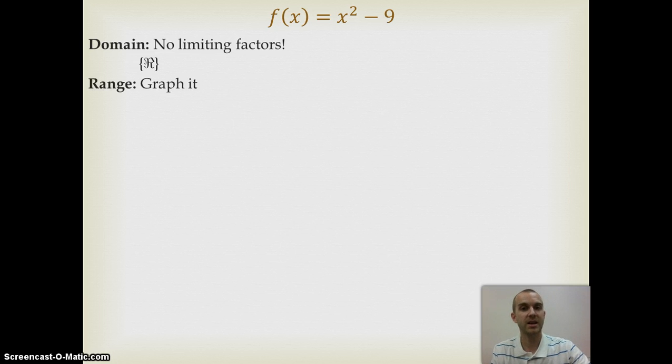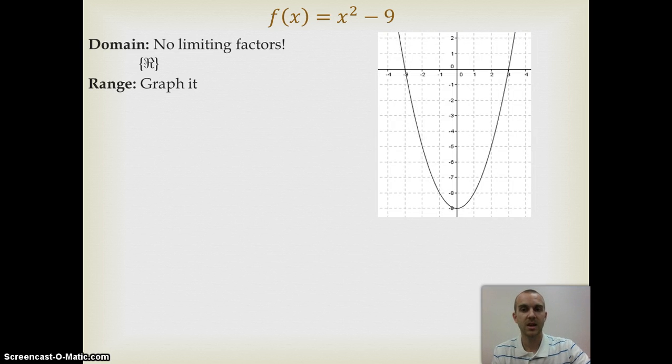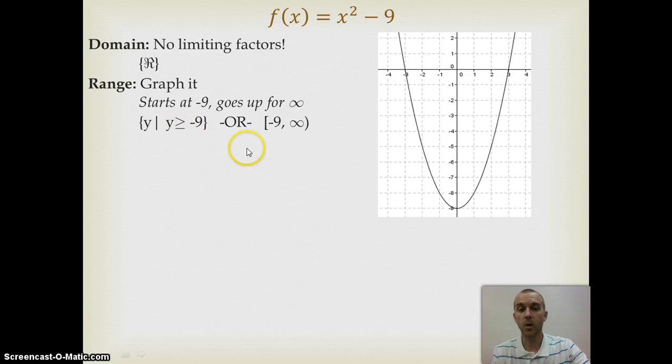For my range, I need to graph that equation to be able to see really where it exists. When I look at this graph, I'm looking at what's my lowest y value to what is my highest y value. What I can see is that my y value bottoms out at -9, but then it goes on forever, to infinity. I can write this in the formal notation or interval notation. I could say that y is greater than or equal to -9, or I could say from bracket -9 going all the way to infinity using the parenthesis.